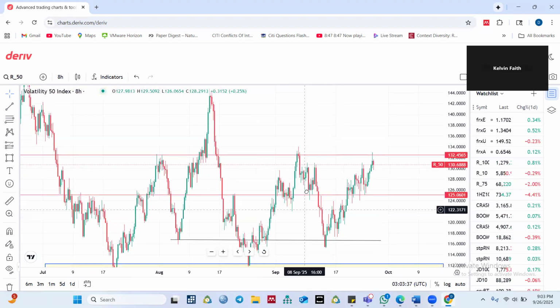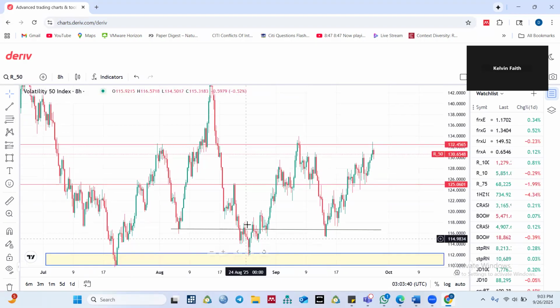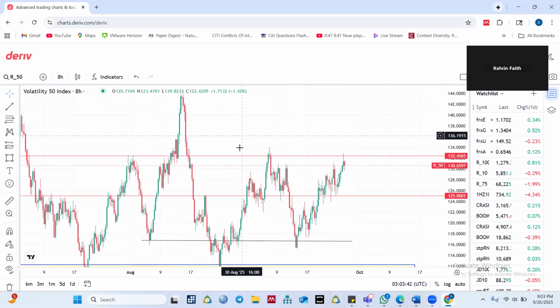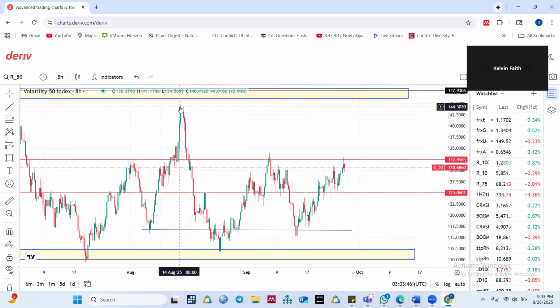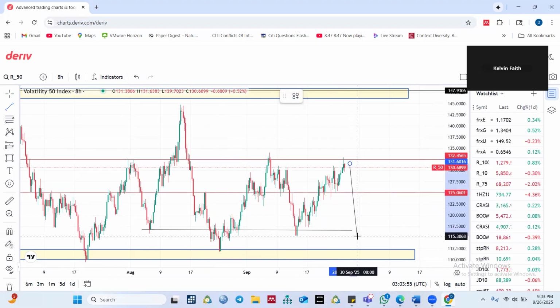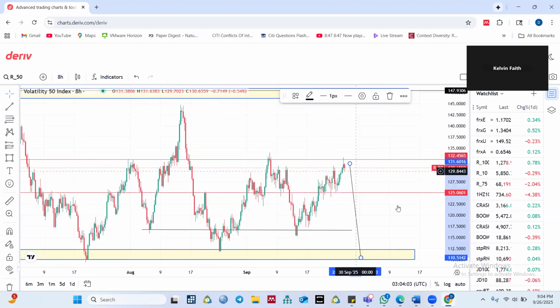The other thing that I can see, so of this break of structure, if this premium zone within this range from here to here is going to hold, then we are likely to see a drop from here into this place again, or probably this yellow area. And then from here, like I said already, price can buy or continue to sell.